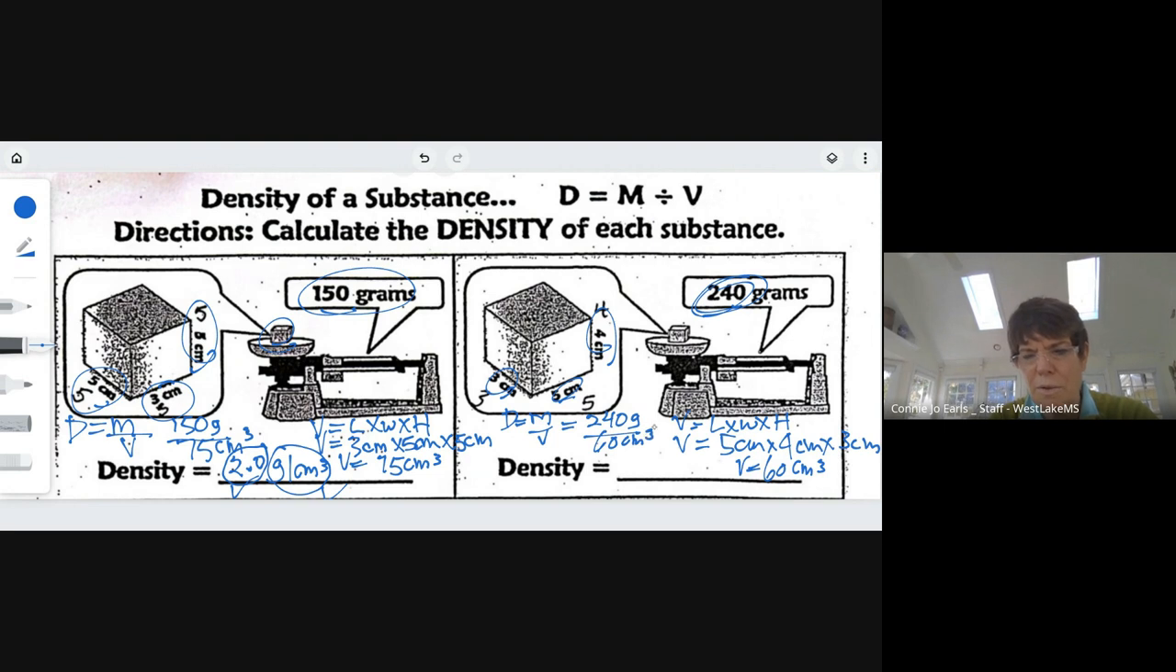We got 240 grams divided by 60 cubic centimeters. You should be able to do this in your head. You can also cross off the 0 here, cross off the 0 here. So 24 divided by 6 is 4. So 240 divided by 60 is 4.0, and we were left with grams per cubic centimeter. So here's my 4, that's correct, and there's my grams per cubic centimeter. Make sure you write it correctly. I hope this helped.